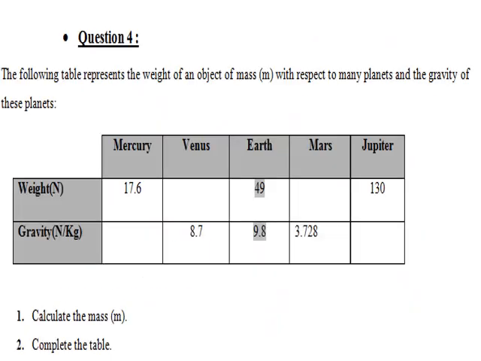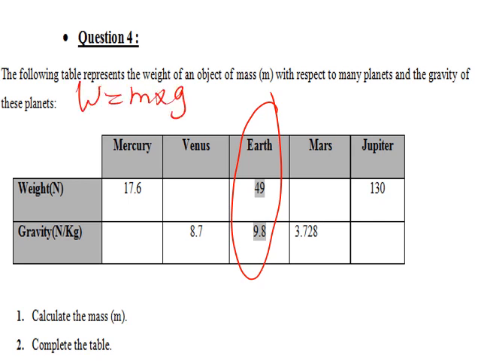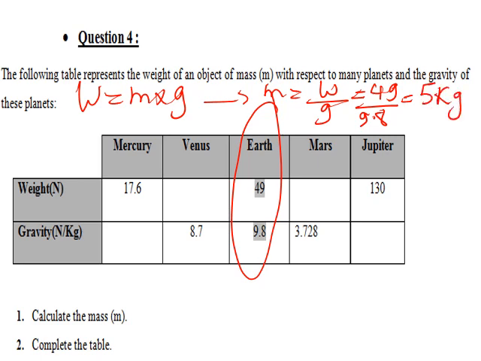Moving to the last question. Last question is an easy one. We have a table that represents the weight of an object of mass M, with respect to many planets and the gravity on these planets. Here we have the Earth. This is the key here. We have to calculate the mass. All of you know that W equals M times G. So M is equal to W over G, it's equal to 49 divided by 9.8, so it's going to be 5 kilograms. So the mass here is 5 kilograms.